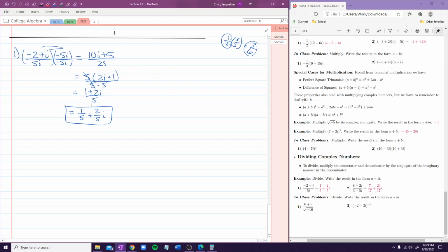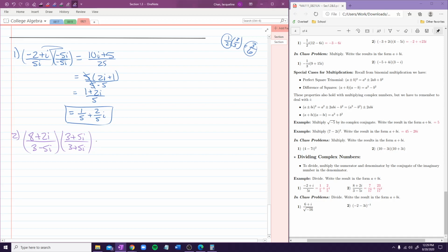Right? Last example of the day. Thanks for holding in, guys. You've been troopers. Alrighty, so the second one is going to be a little more complicated. I have 8 plus 2i over 3 minus 5i. Okay, so first things first, we want to multiply the numerator and the denominator by the complex conjugate, which is 3 plus 5i over 3 plus 5i.